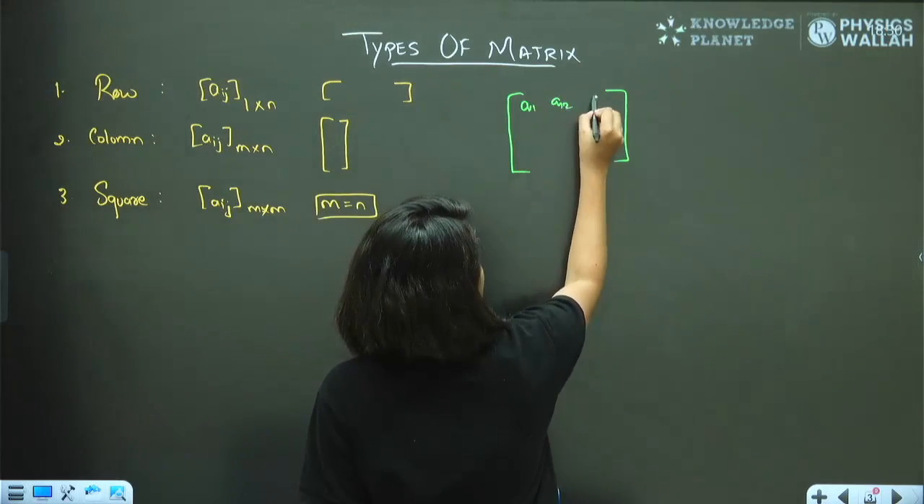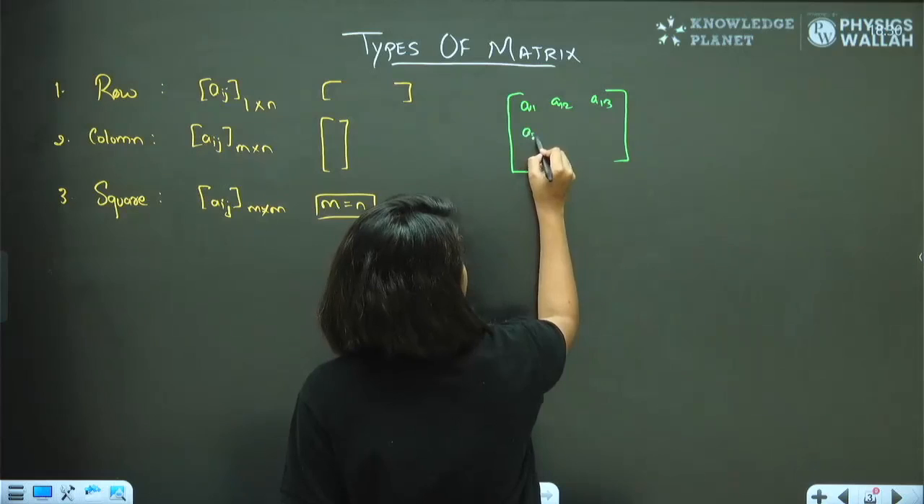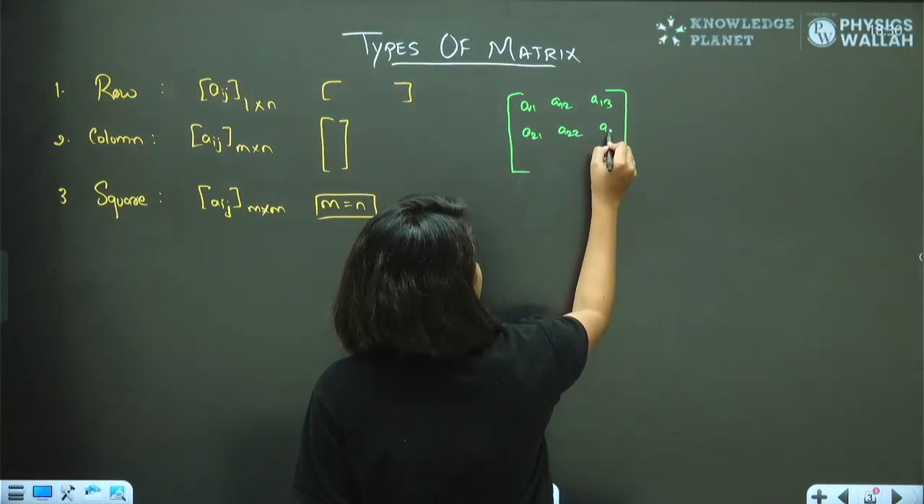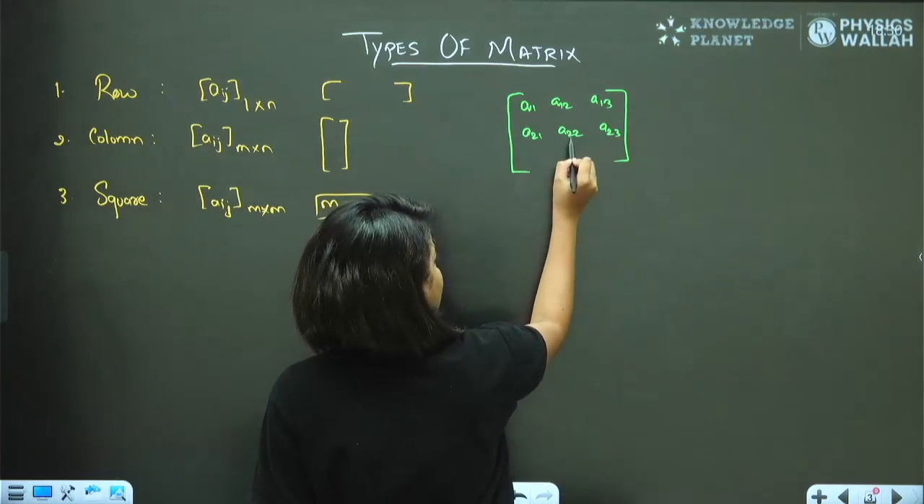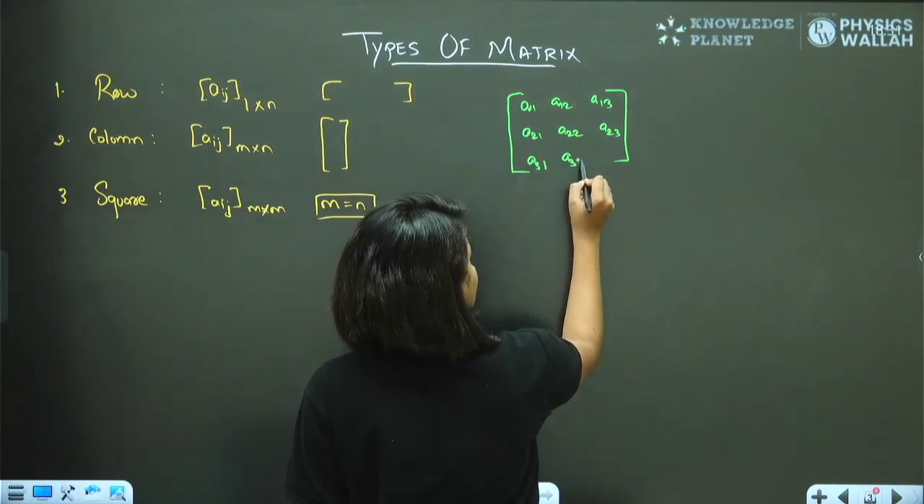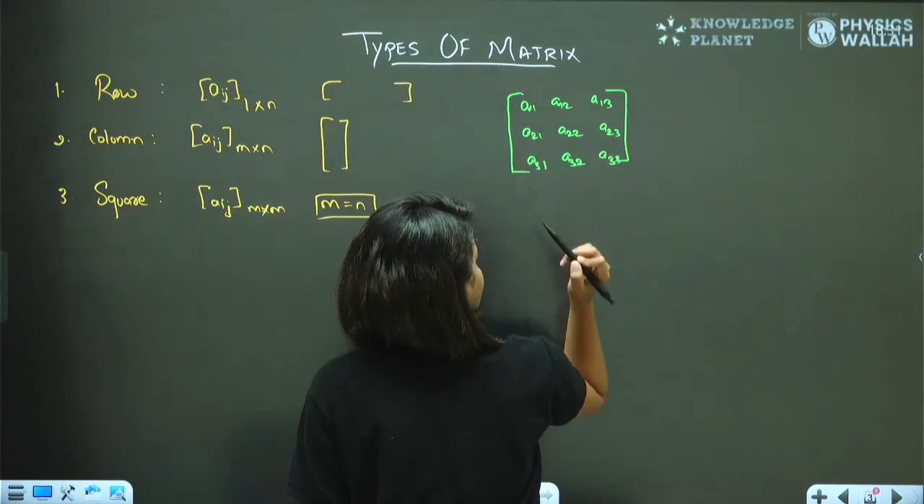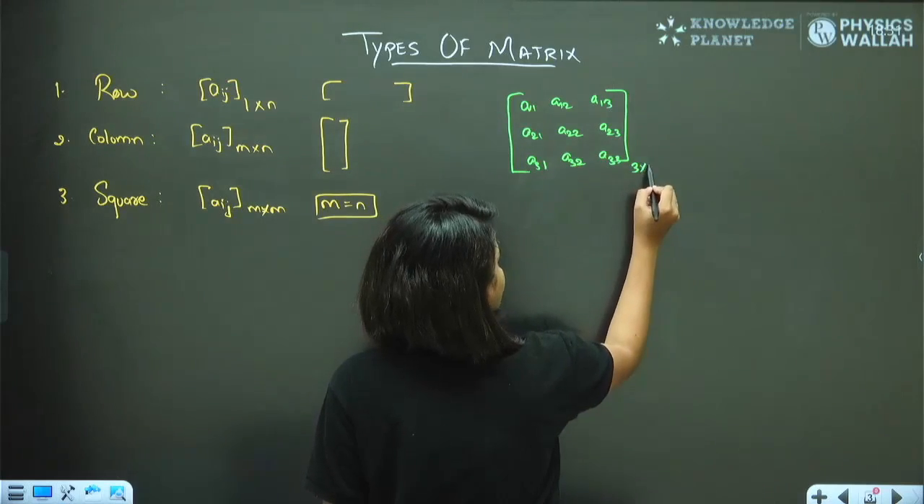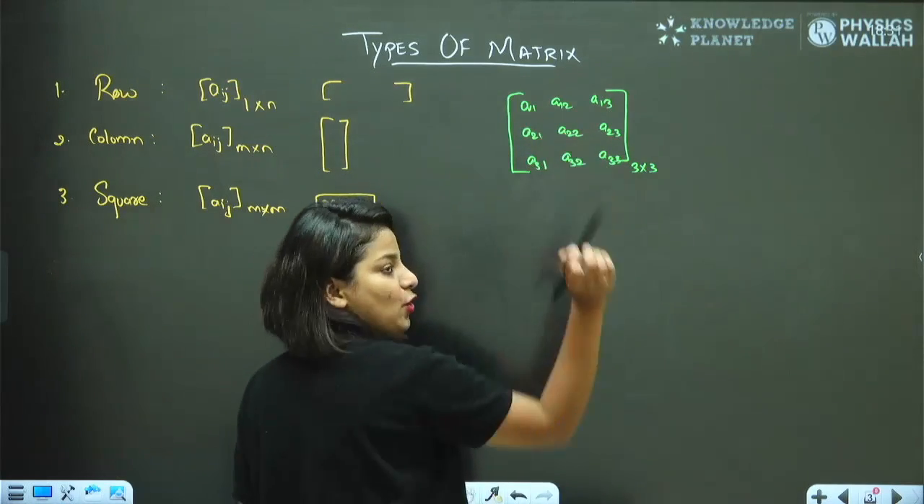A11, A12, A13, A21, A22, A23, second row first column, second row second column, second row third column, third row first column, third row second column, third row third column. Correct? Order is 3 by 3, 3 rows and 3 columns.